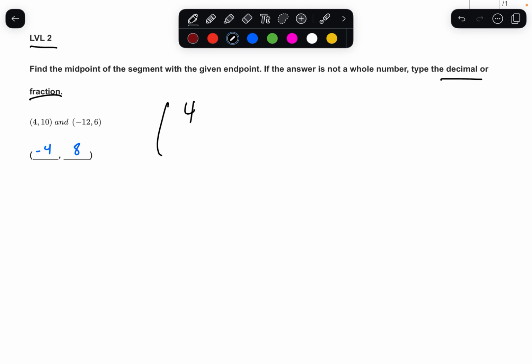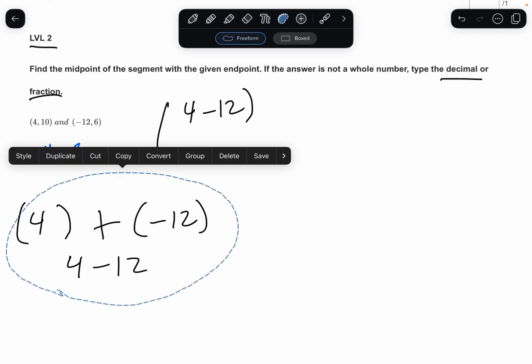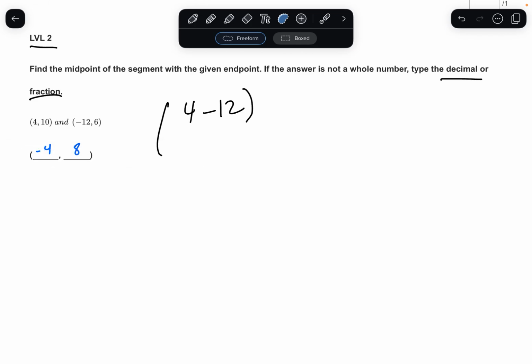We're going to add the x-coordinates. Again, let me write this out. We're taking these two numbers and we are adding them. We're adding the numbers 4 and -12. Well, what does that look like? That is 4 minus 12. You have to be really careful how you approach this and do this. We're adding or combining the numbers 4 and -12. And then we divide by 2.